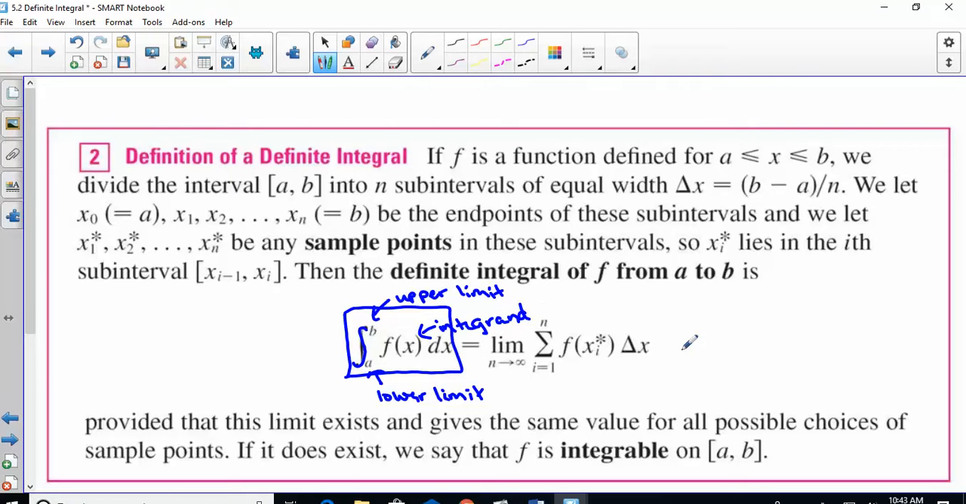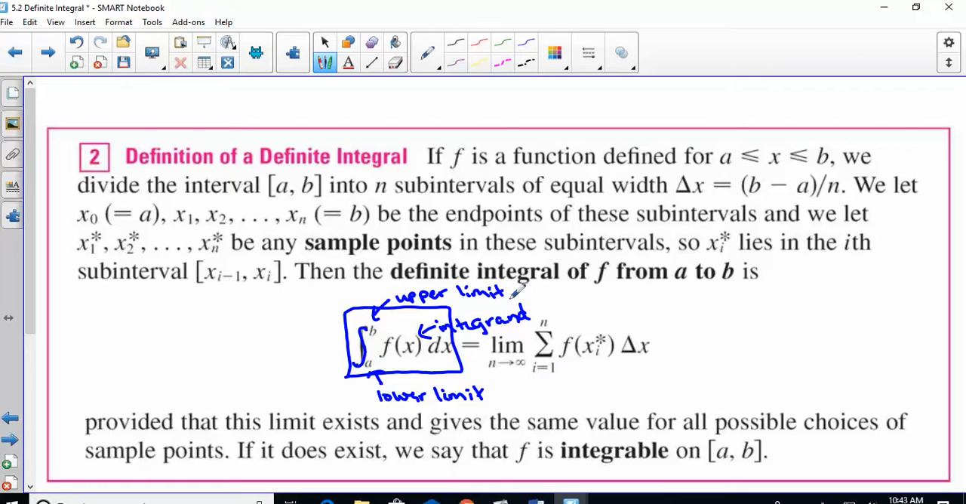Now I'm aware you guys don't have notes printed out for this, so if I were you, I would just write down this equation here. The integral from a to b of f of x dx equals the limit as n approaches infinity of the sum from i equals 1 to n of f of x sub i star times change in x. Write that down. You might write down what I'm writing here in blue, just so you know when I talk about the lower limit or the upper limit, which pieces I'm referring to.